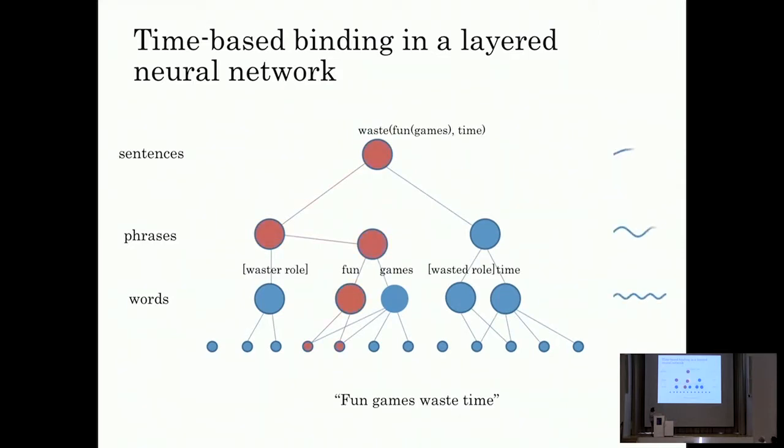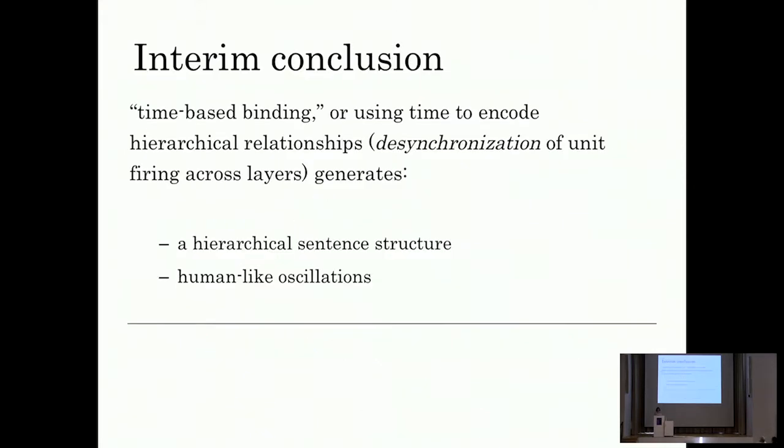So at the moment of fun, we activate all the structure we know about fun. We keep some of it on for games because we want to conjunctively code fun and games and compose them into a larger unit. Then at the onset of waste, we do that 2 times. We split that over the 2-role predicate, and then we get our concomitant pattern of energy expenditure. All right. So we call this mechanism on a broad layer across the network time-based binding.